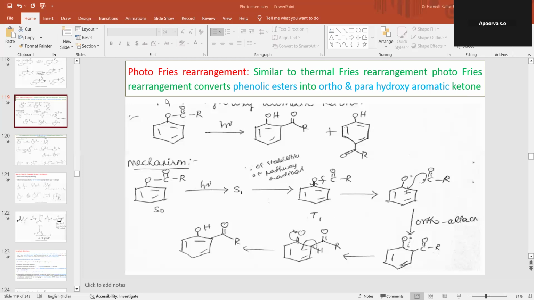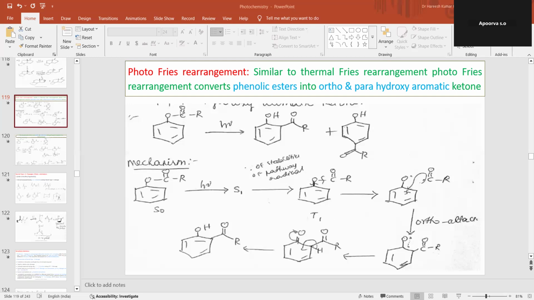So here, more particularly, you can consider it as acetoxybenzene. That means acetoxybenzene is converted into ortho or para acylated phenols. This is called photo Fries rearrangement.